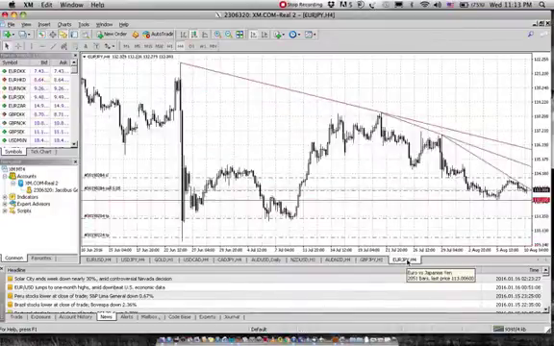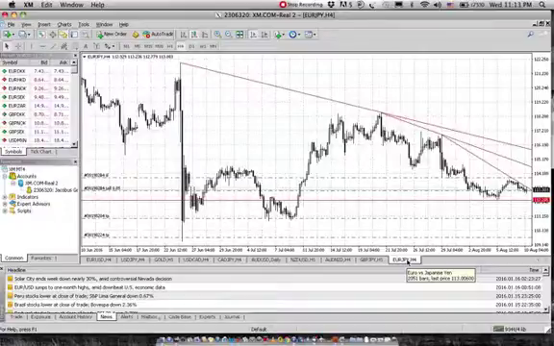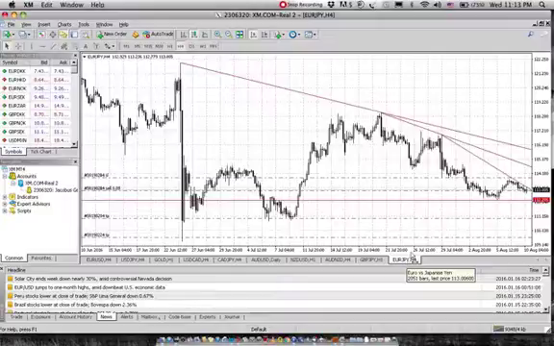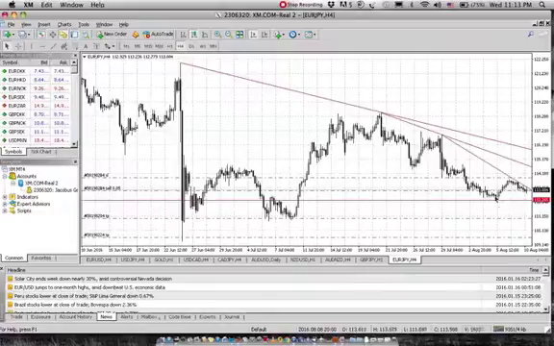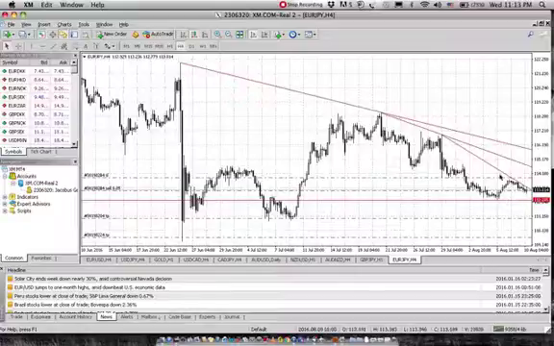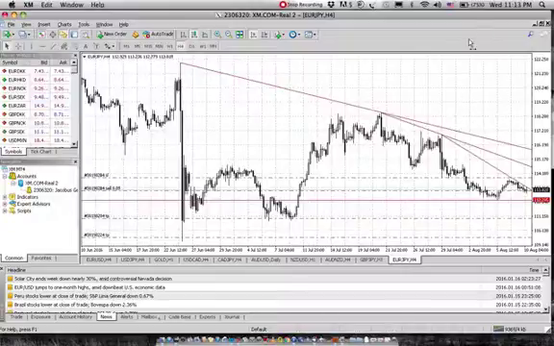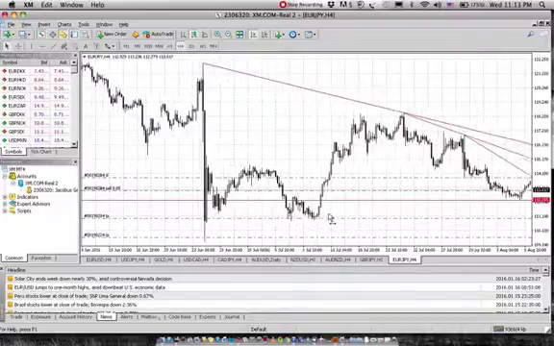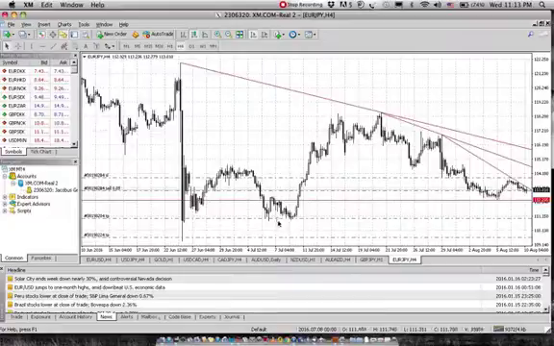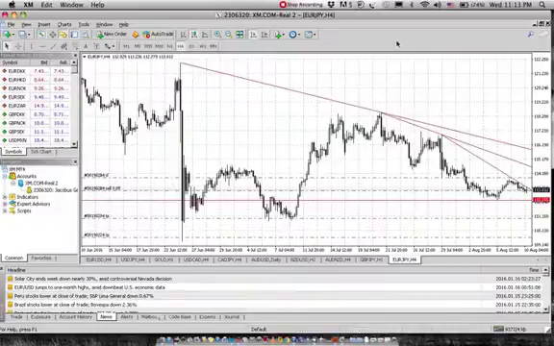Euro Japanese yen, we see the same kind of thing that we see on the British pound. I was taken into this trade during the night, and the market is currently retracing just ever so slightly. My stop loss is above this level over here, which is also above this inner term trend line, and the first profit opportunity is over here, and the second profit opportunity just above this level over here.